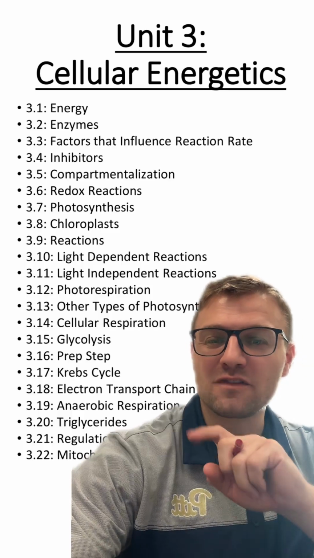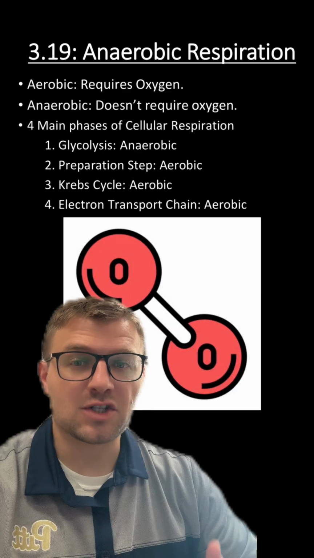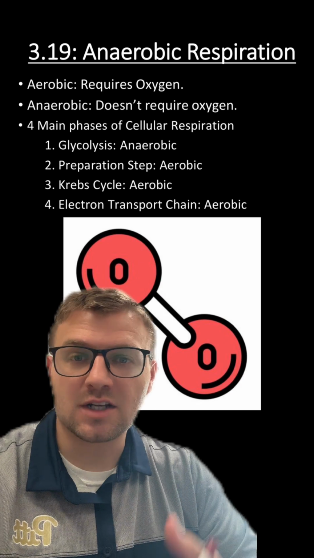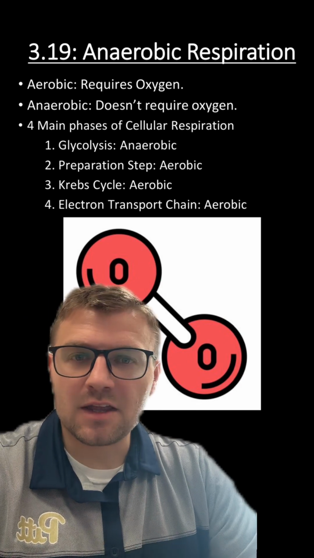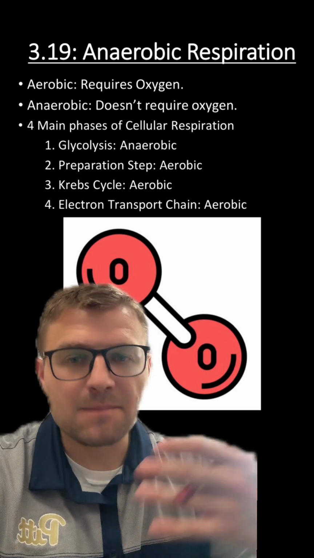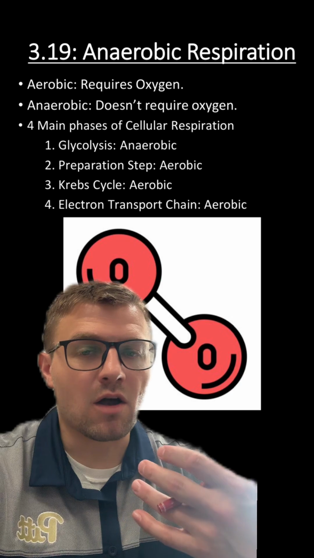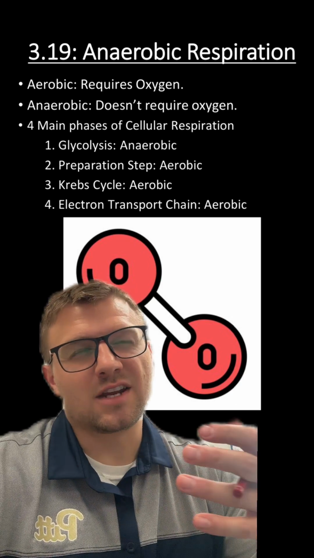And in this section, we're going to go over something called anaerobic respiration. Remember, we have two main types of respiration: aerobic respiration that requires oxygen and anaerobic respiration that doesn't require oxygen. The only step of cellular respiration that's anaerobic is glycolysis, or the first step. The prep step, the Krebs cycle, and the electron transport chain are all aerobic, which means they require oxygen. But they kind of require oxygen in a different way.